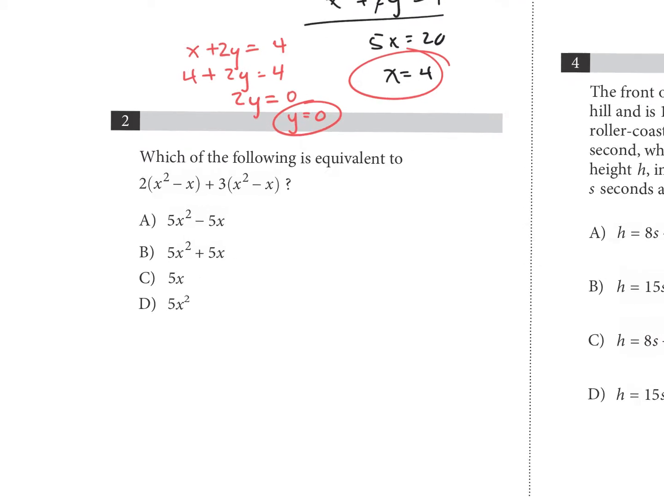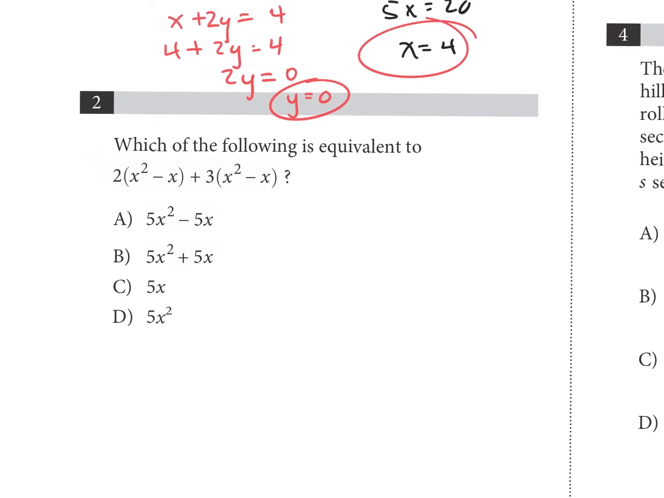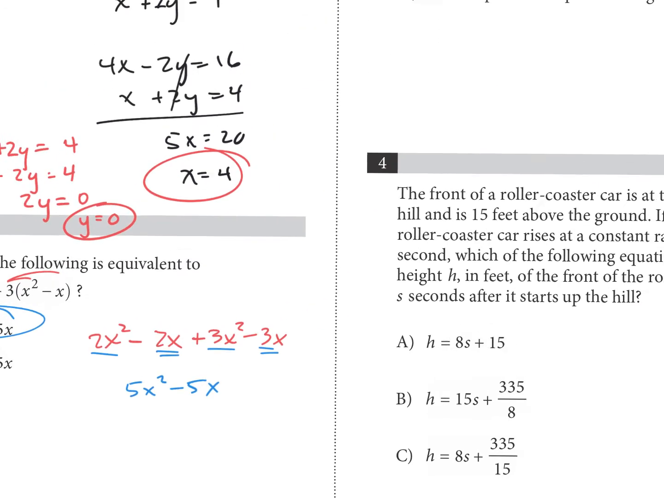Next question, number 2, which of the following is equivalent to that? So this is requiring you to distribute and combine like terms. This is a great question using your Algebra 1 skills. So I got 2x squared minus 2x plus 3x squared minus 3x. And I just combine my like terms, so I see that I've got like terms of x squared, like terms of x. That gives me 5x squared when I combine the x squareds, then I get negative 5x when I combine the x's. So that would be A.